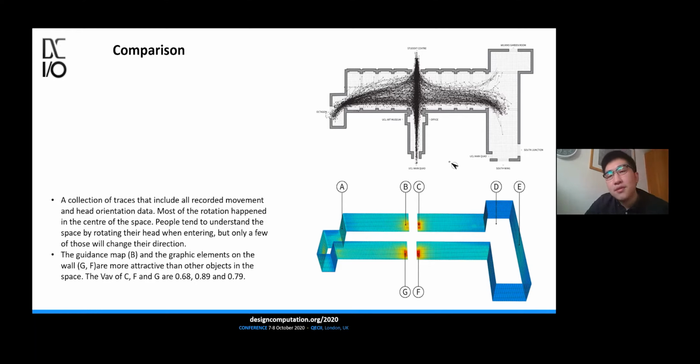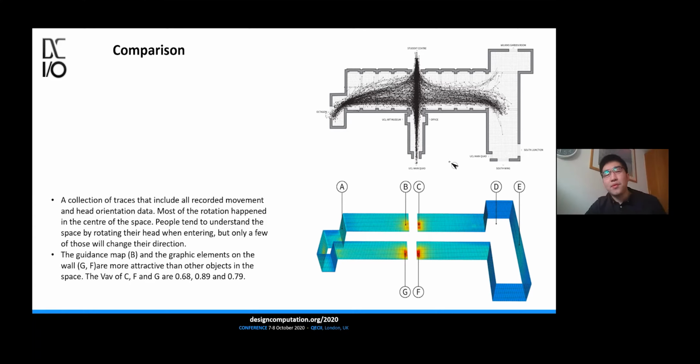So you can see on the right top corner, most of the rotation happened in the center of the space, because when people are entering the space, they try to rotate their head to figure out what's going on inside of the space, even if they have a destination or purpose for the movement. And on the right bottom corner, you can see the capital B, G and F.